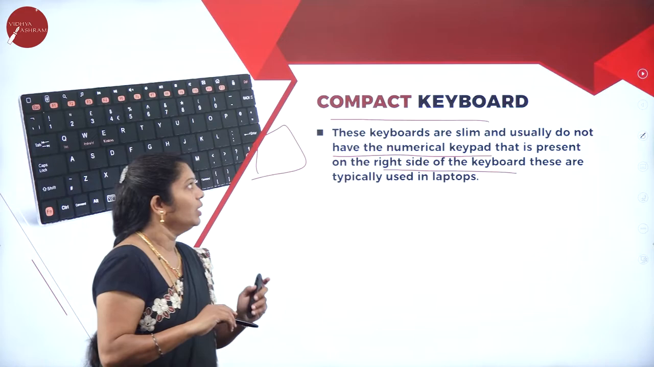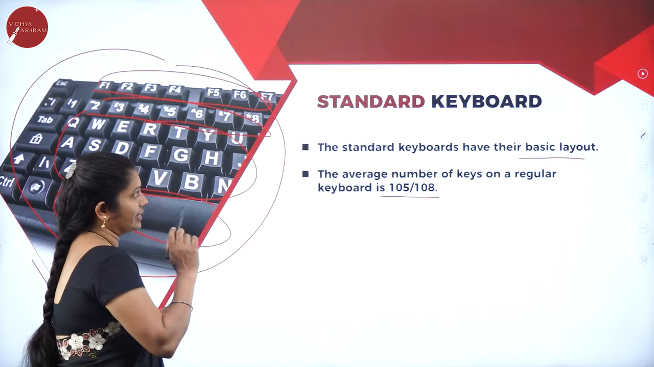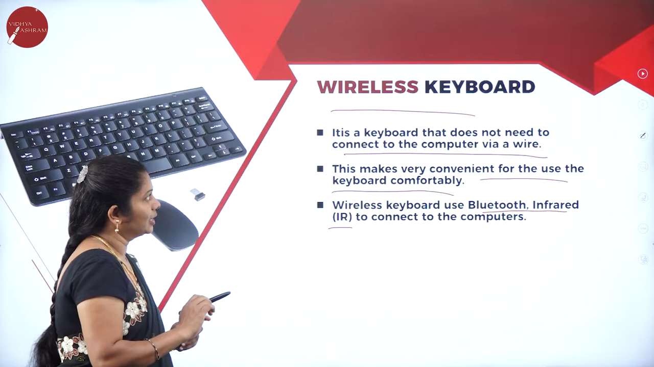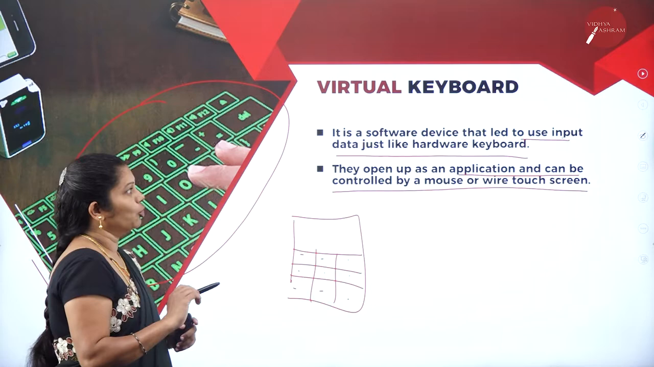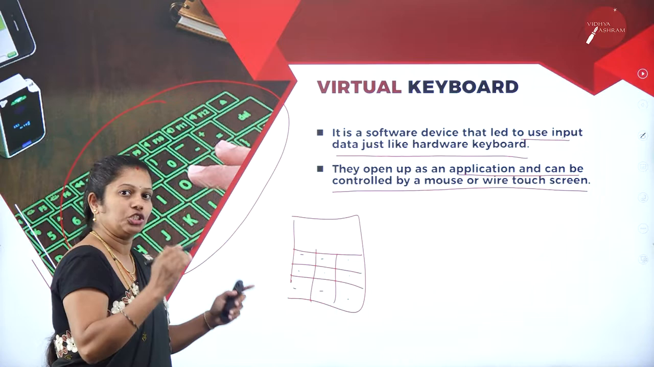These are the few types of keyboards. The first one is the standard keyboard, the second one is the ergonomic keyboard to avoid stress, the third one is the wireless keyboard, where without wires we can connect, and the fourth one is the virtual keyboard, where without a physical keyboard, directly we can enter the data. That is the virtual keyboard.